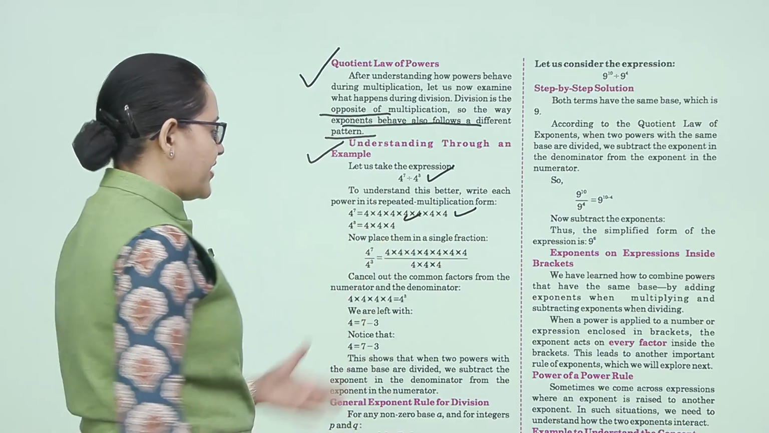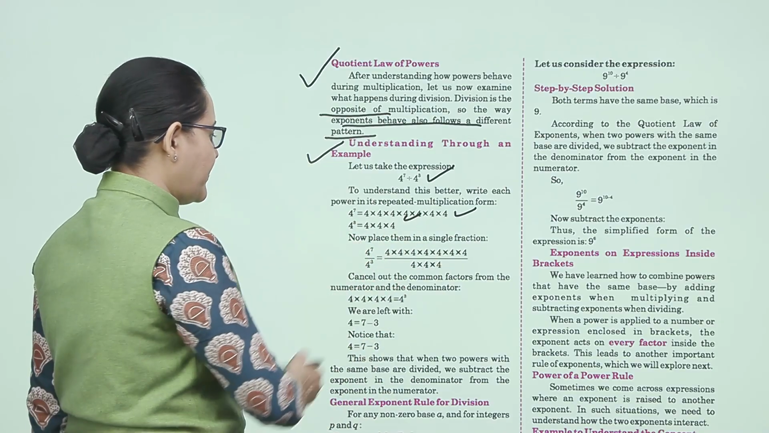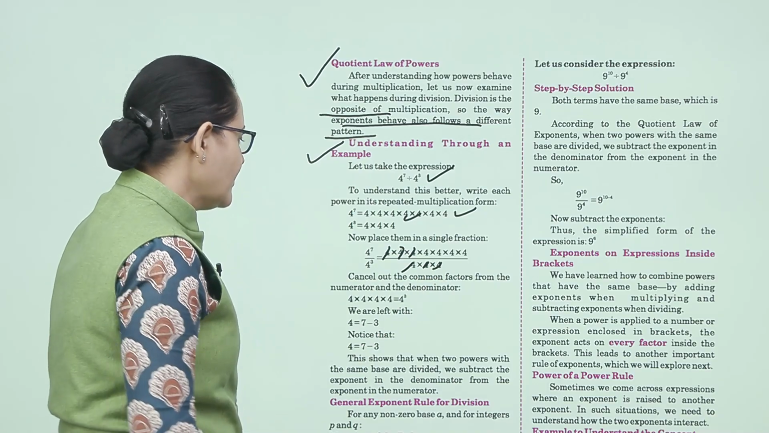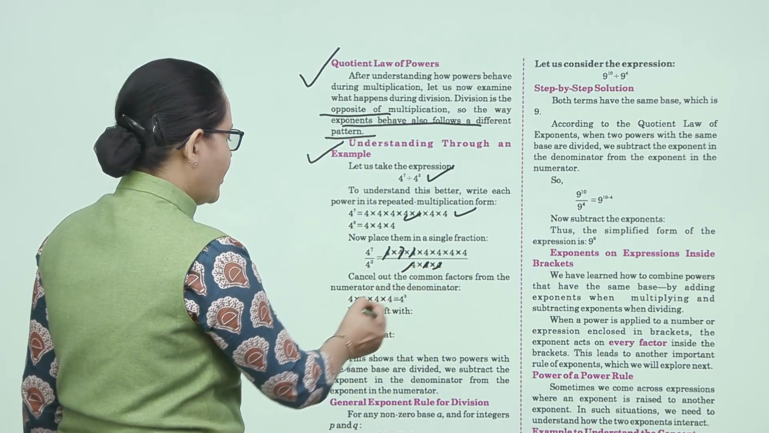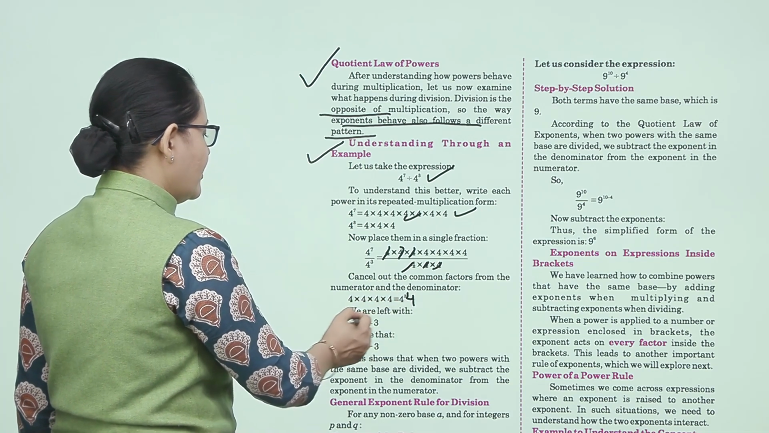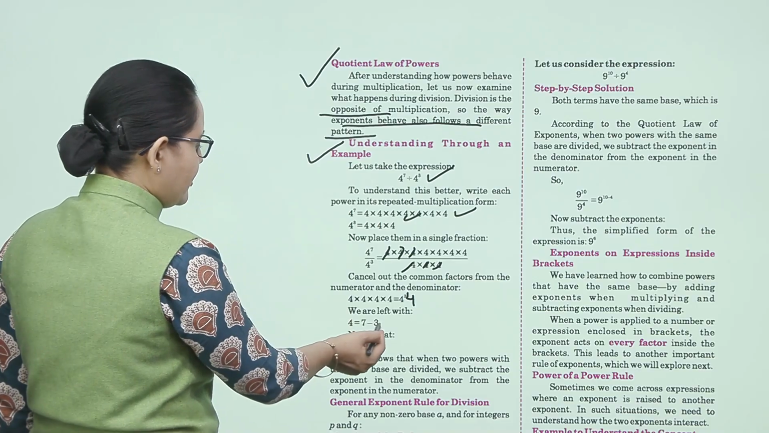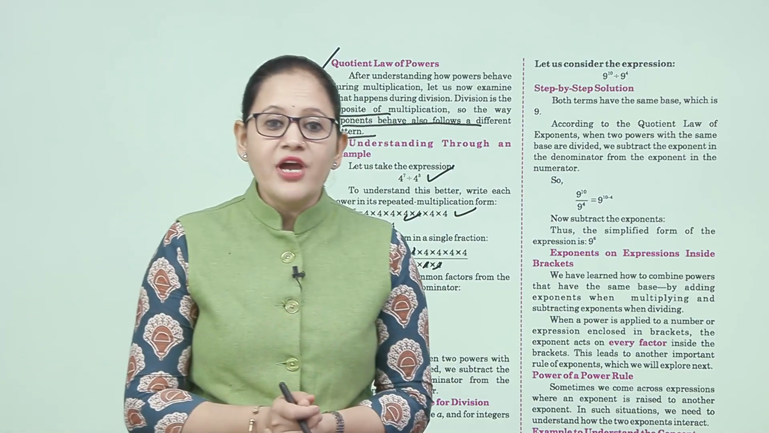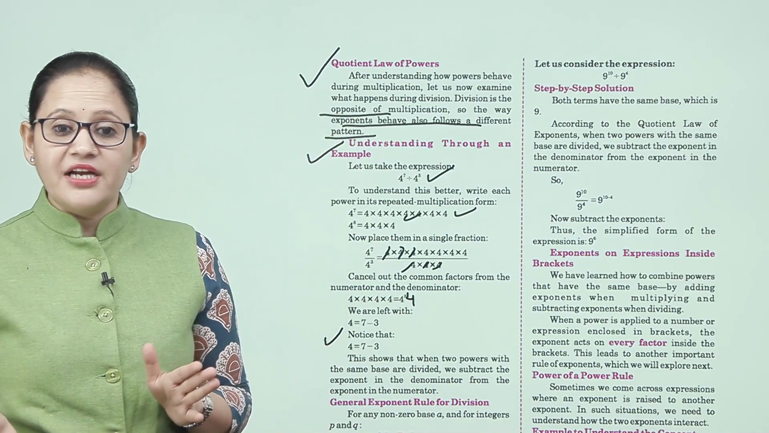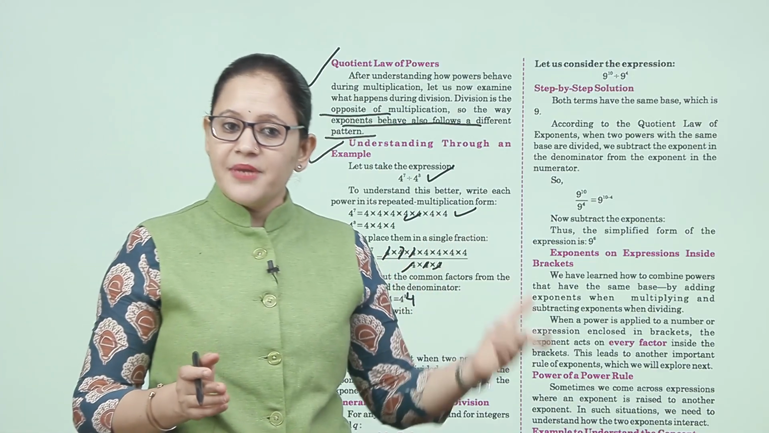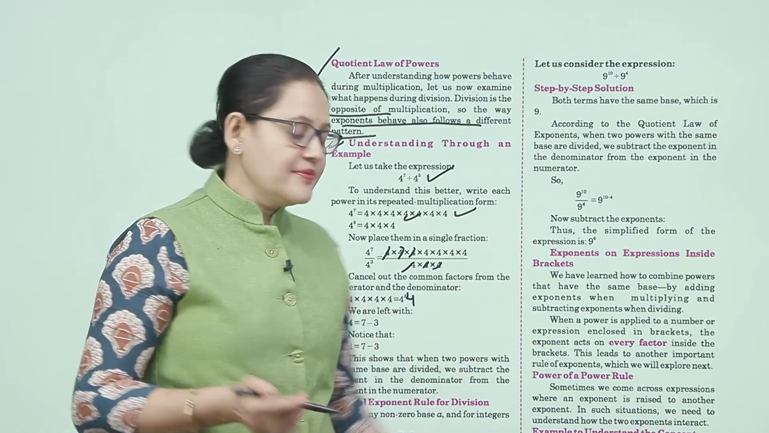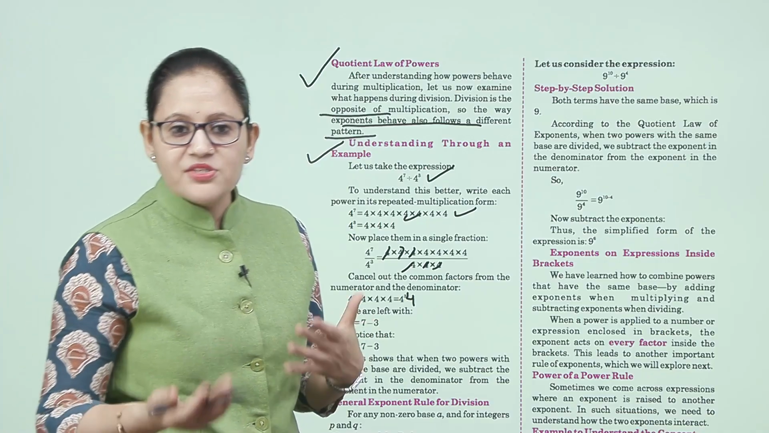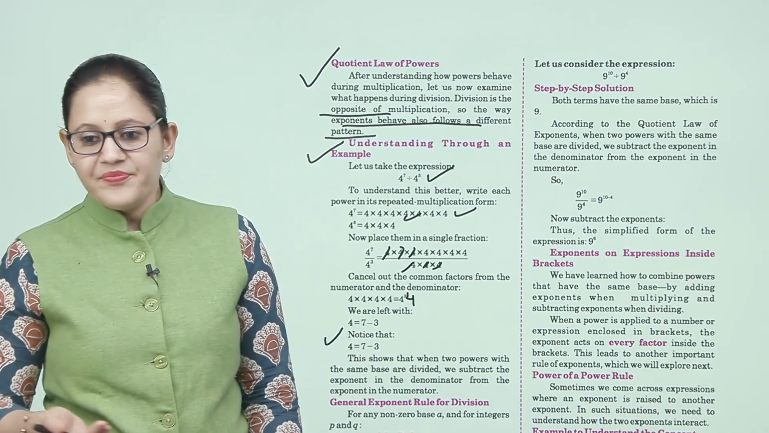Now, place the terms in a single fraction, 4 to the power 7 divided by 4 to the power 3. Cancel out the common terms. So, we will get 4 to the power 4. 1, 2, 3, 4. So, we are left with 4 to the power 7 minus 3. Notice that 4 equals 7 minus 3. This shows when two powers with the same base are divided, we will subtract the exponents. If the base is the same and there is division, then we are going to subtract the powers or the exponent of the denominator from the numerator. Clear?